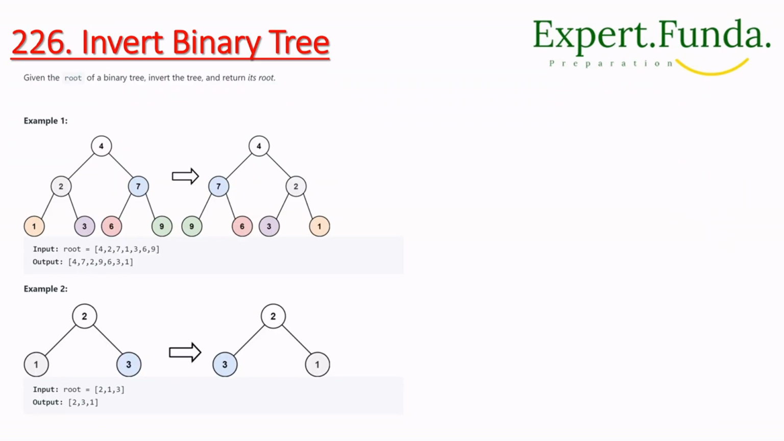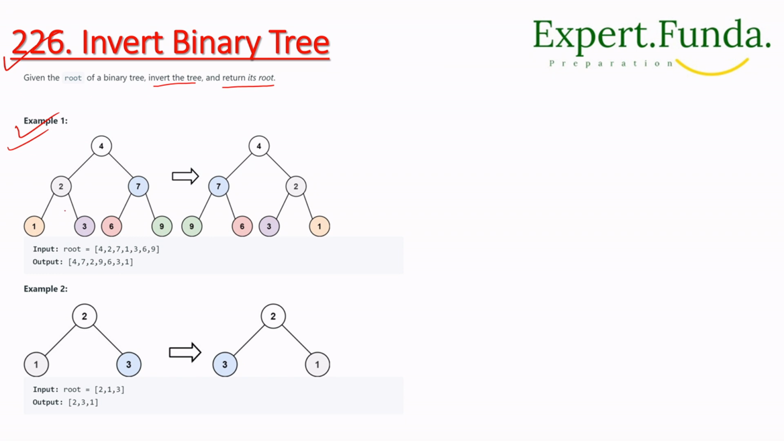So let's see today's question that we have given. Today's question is 226, and this is Invert Binary Tree. The given root is a binary tree, and we have to invert the tree and return its root. Okay, so let's understand the example first.